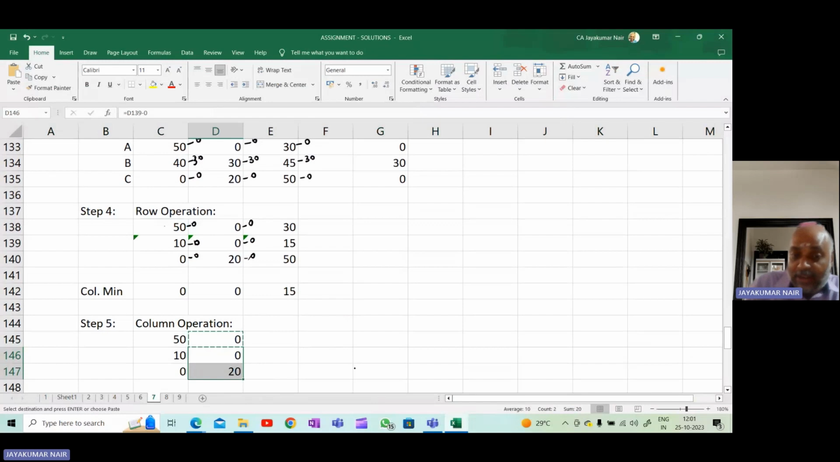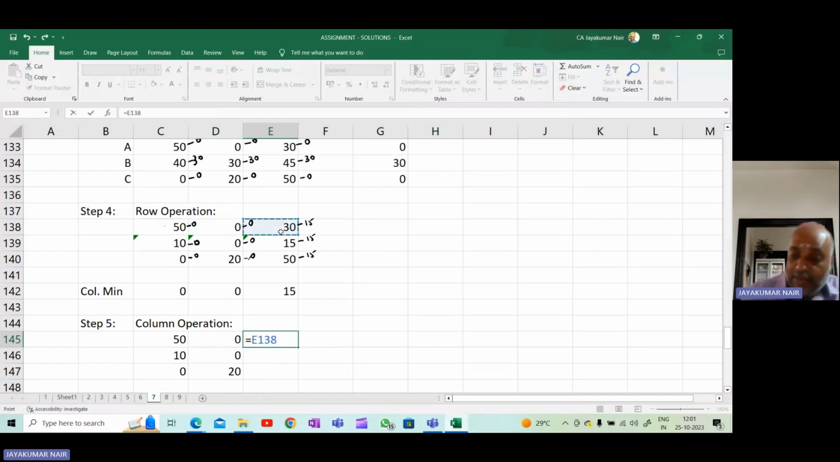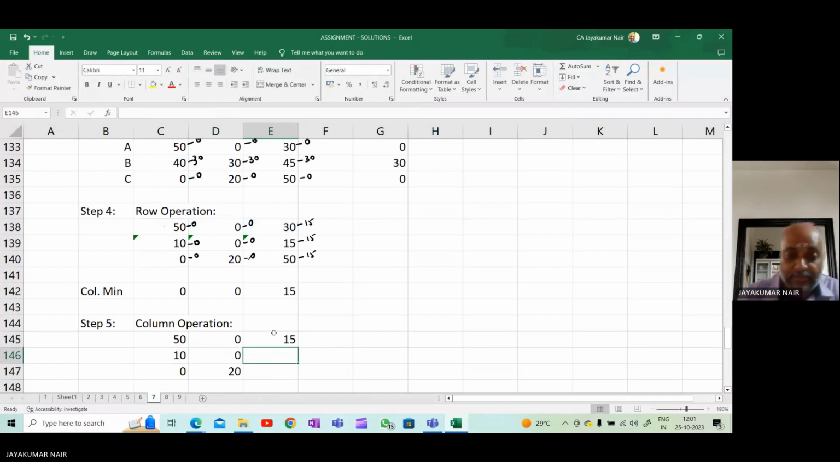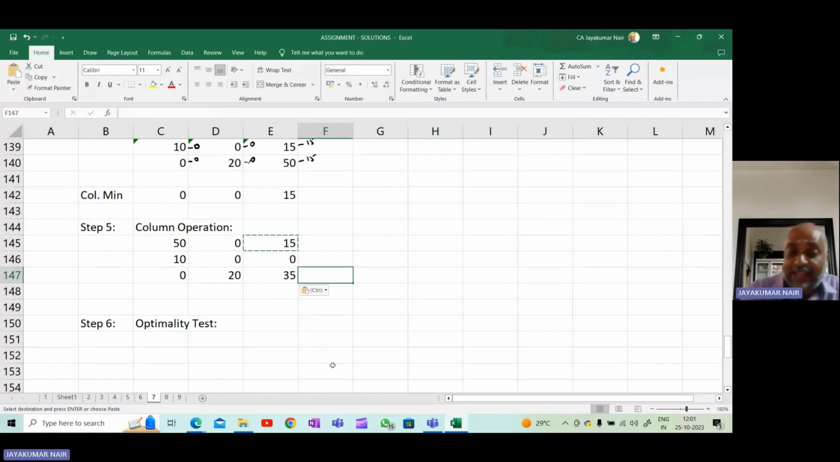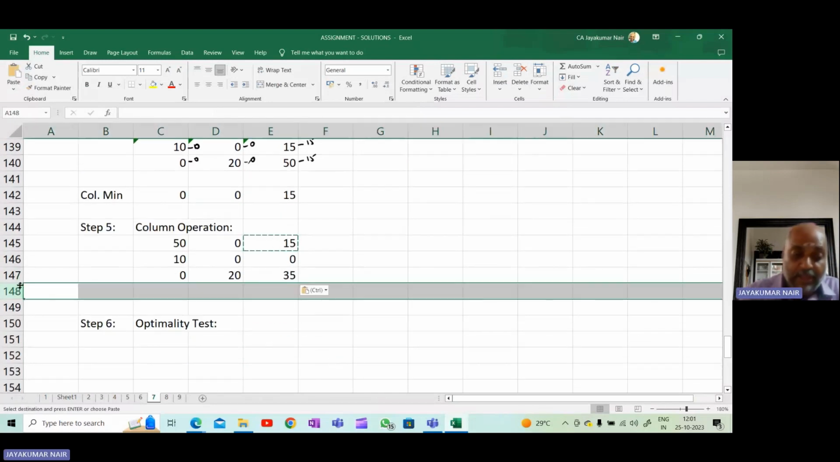Now what is the third one? Third one, the column minimum is 15. So from here, 30 minus 15, 15 minus 15, 50 minus 15. So what do we do here? It is 30 minus 15. So the row operation and the column operation is done.